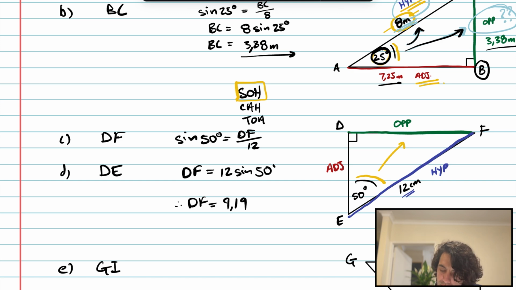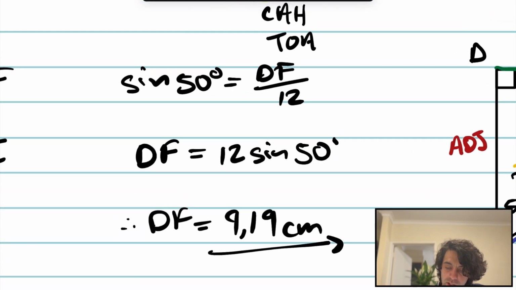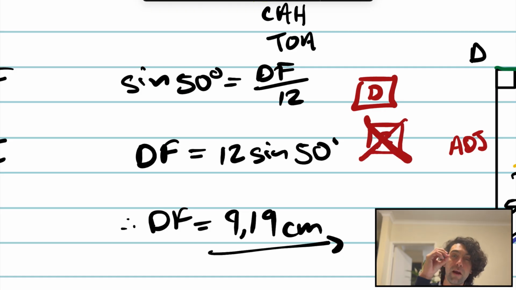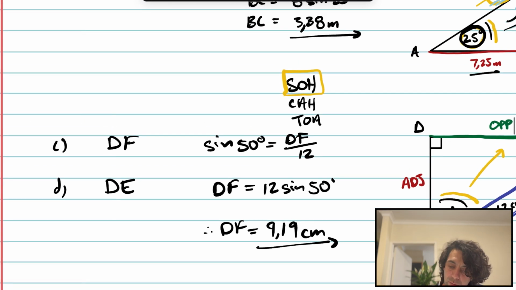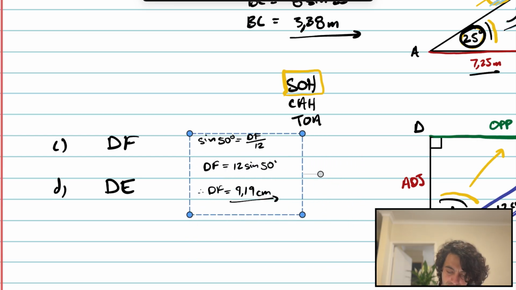And what are my units? Centimeters. 9,19 centimeters. Guys, you are literally just plugging in, typing on your calculator 12 sine 50, and you will pop out this answer. Again, if you're getting something completely different, make sure that your calculator is in degrees and not radians. At the very top, it's a tiny, tiny block. Make sure your calculator is in degrees. Otherwise, you're going to be pumping out some weird numbers.